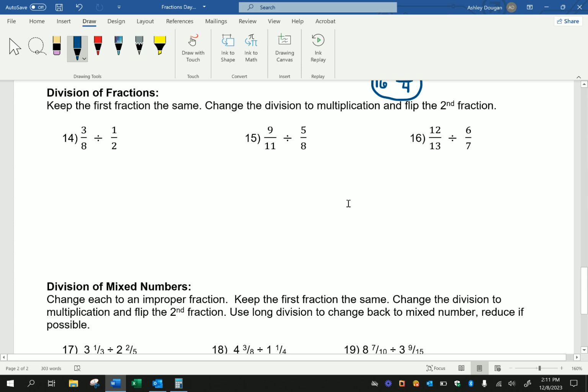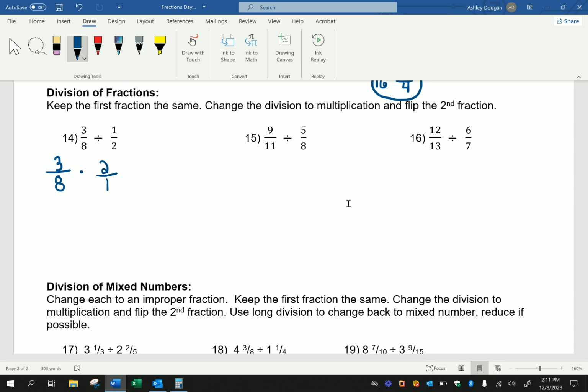And then the last thing is division with fractions and mixed numbers. When we're dividing fractions, we're going to keep the first value the same. So we have 3/8. It's going to stay just like it is. We're going to flip the second fraction and make that 2 over 1. And then we're going to change the division to multiplication.